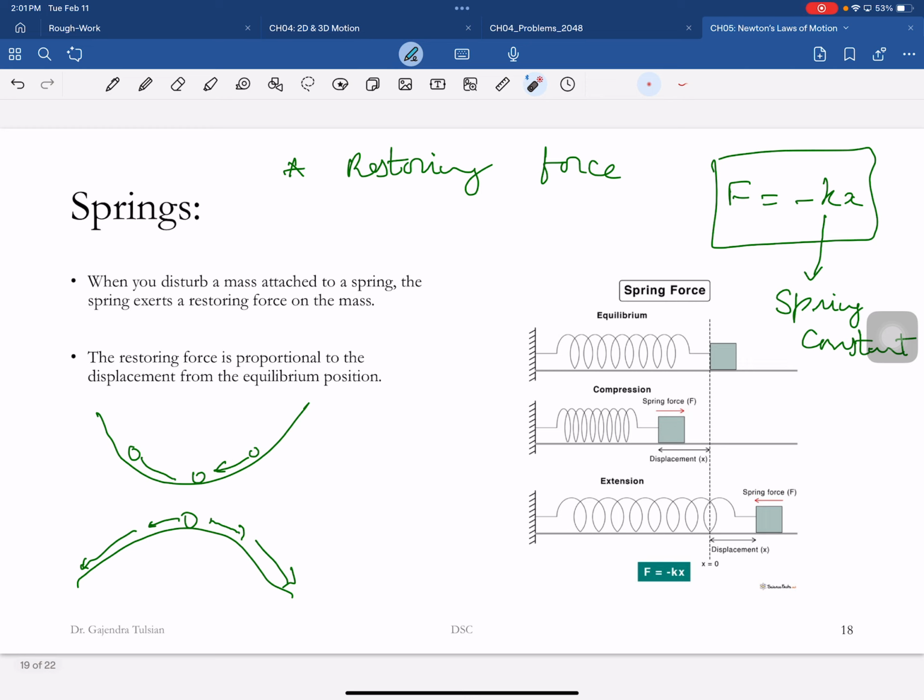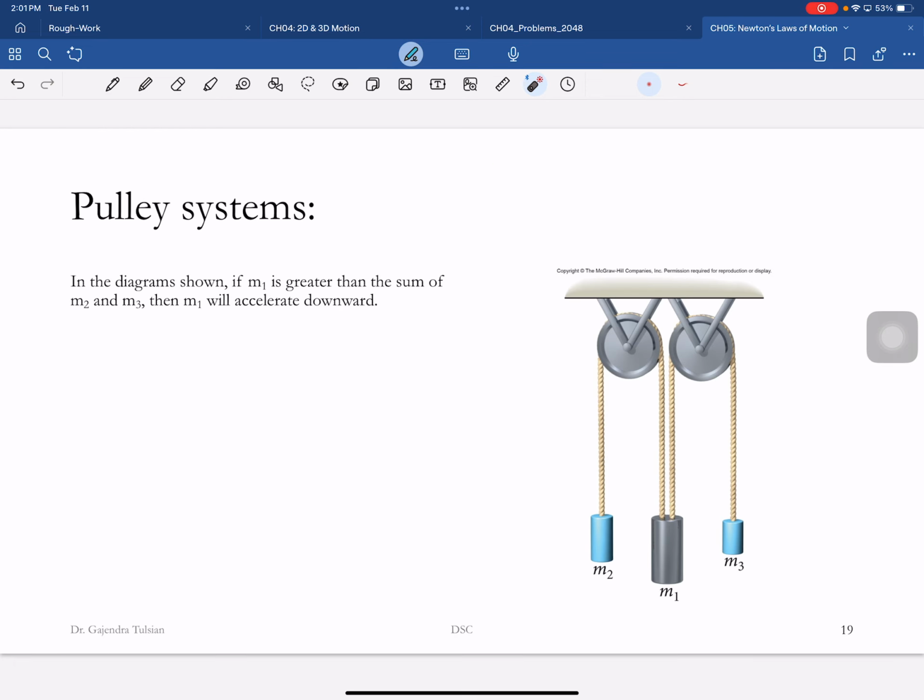All right. So we know about springs. Here's an interesting object. Which way will this move? Will this fall down, or will these fall down? It depends.